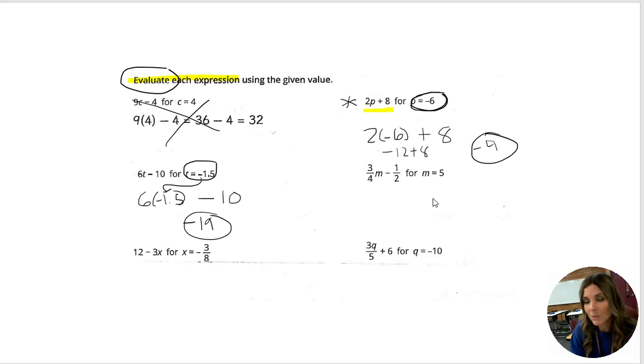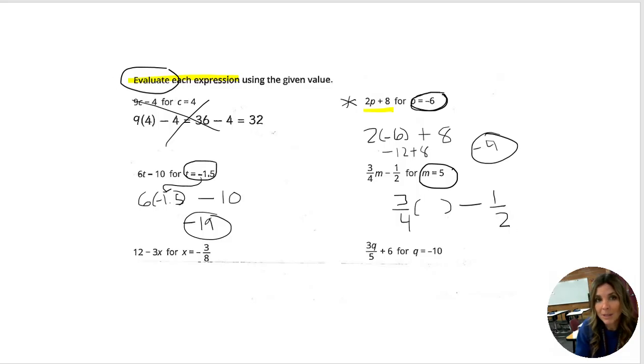Okay, next one, 3/4 times m minus 1/2. So if we're going to evaluate this for when m equals 5, we take our expression, we write it just like it is, but instead of that m, we're going to make a substitution. And we want to know what the value of this expression is if we let the m be 5. Okay, so 3/4 times 5, and then we're going to combine that with a -1/2. And notice I'm using my calculator to do that, and that gives me 13/4.